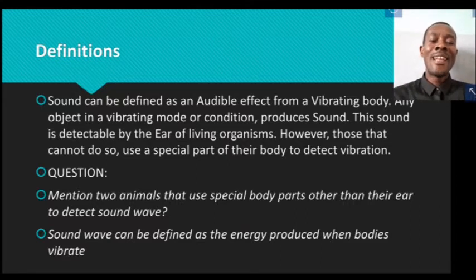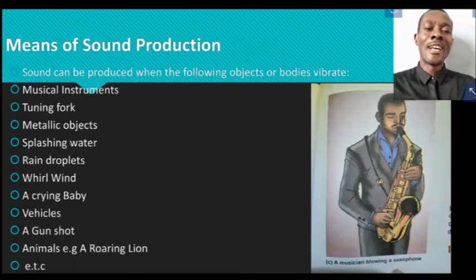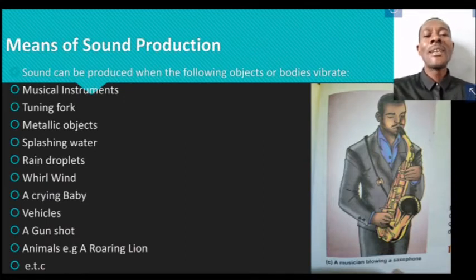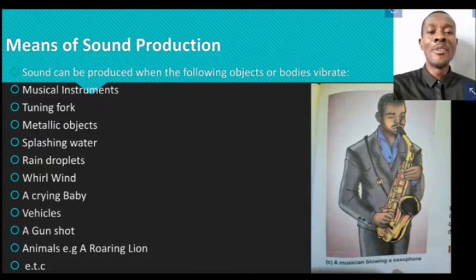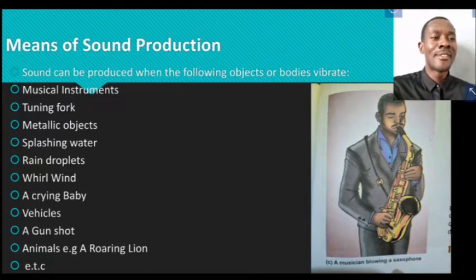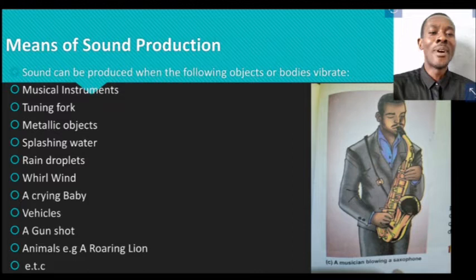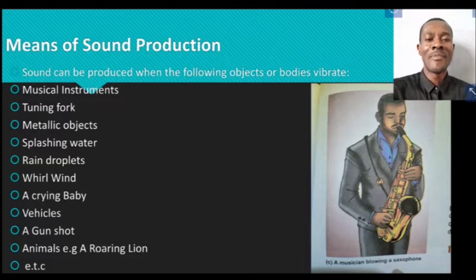All right, now let's go forward and find out some things about sound. How can sound be produced? There are so many means through which sound can be produced. As you can see on your screen, sound can be produced when the following objects or bodies vibrate. What are those things that happen and sound comes to effect?